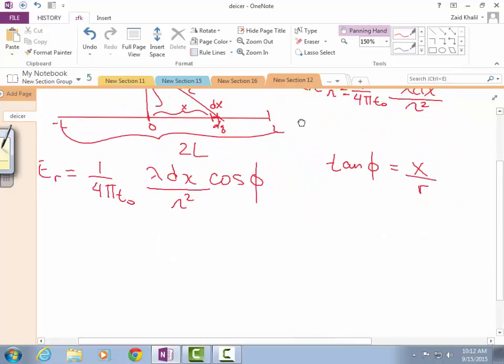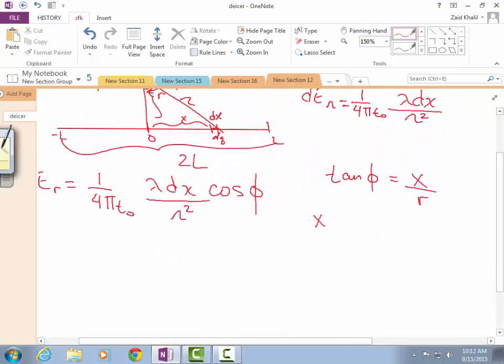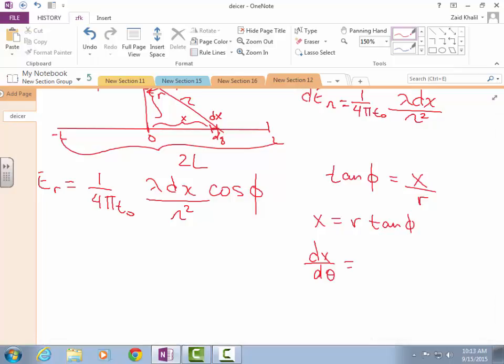You can differentiate this. In other words, we have x is equal to r tan phi, so dx d phi is equal to what? Little r is a constant. That comes out, so now we just need to know what the derivative of tangent is. What is it? Be careful. Very good. It's secant squared.